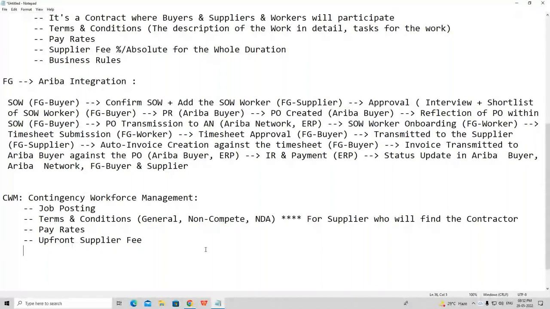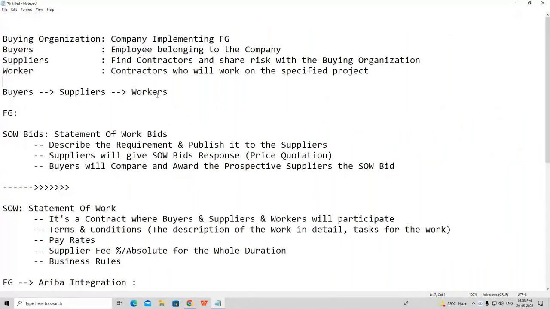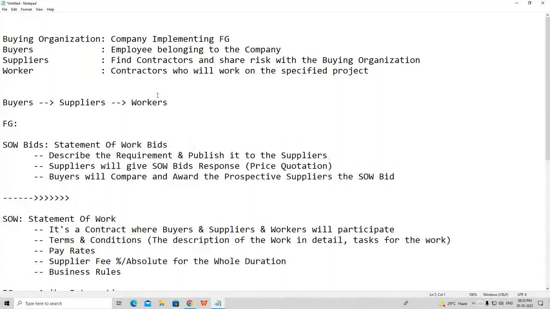Now, once you get the upfront supplier fee, what else is there? No business rules over here. Why? Because workers don't need to know about the business rules. They will fill the timesheet. Timesheet will be approved. They will get paid. That's it. But there was another thing which I did not mention, but try to understand that concept. Generally it will never be used, but I should talk about this point.